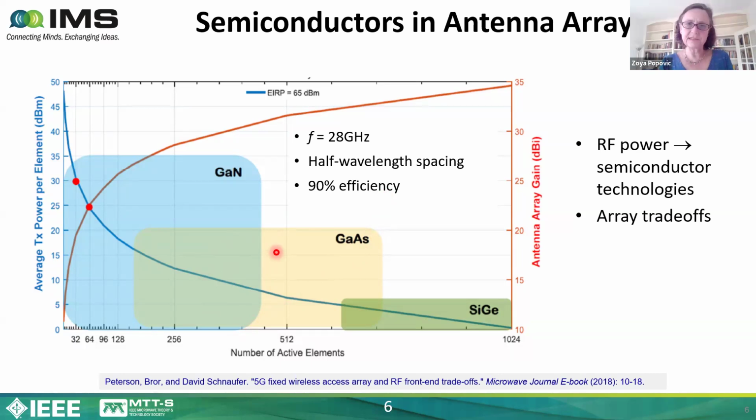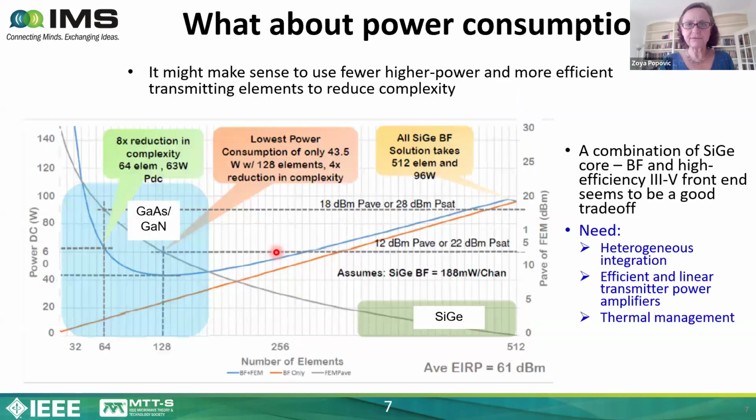So there are many trade-offs here. One that we can't really forget is the power consumption. And so this is a complicated chart. I'm not going to go into detail on it, but it shows basically that in terms of power consumption, silicon germanium is really not that great because it simply has a lot of elements and they cannot be that efficient.